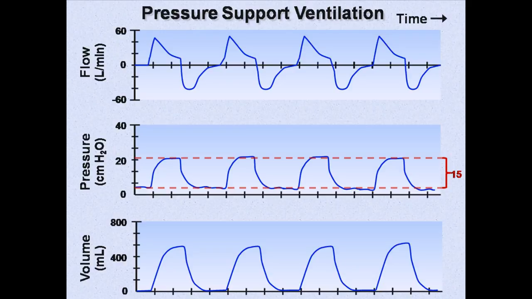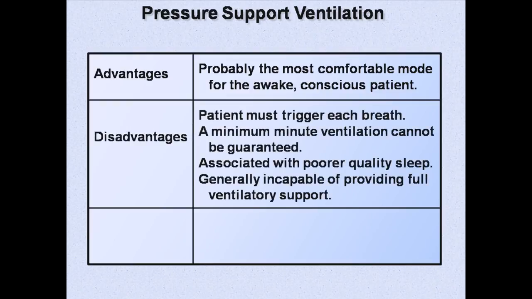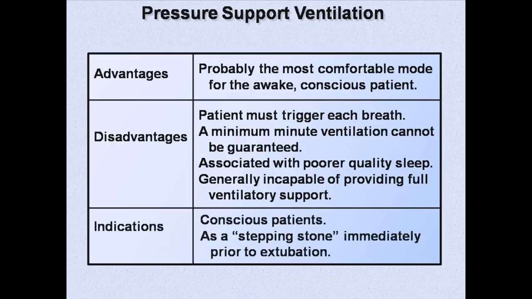Also notice in the flow tracing how inspiration is terminated by removal of the pressure support once the flow drops to 25% of its maximum. The major advantage of pressure support ventilation is that it is probably the most comfortable mode for the awake, conscious patient. There are many disadvantages, including the patient must trigger each breath, a minimum minute ventilation cannot be guaranteed, it is associated with poorer quality sleep than other modes, and is generally incapable of providing full ventilator support. Its indications are conscious patients and as a stepping stone immediately prior to extubation.